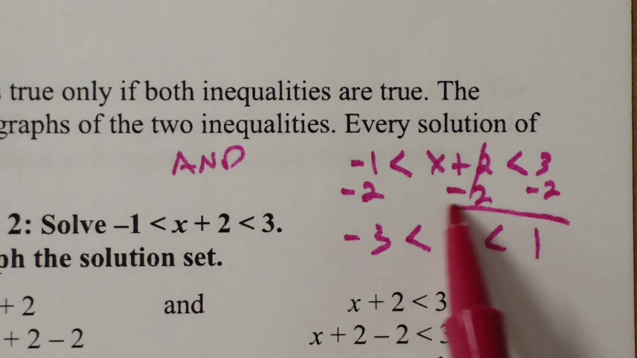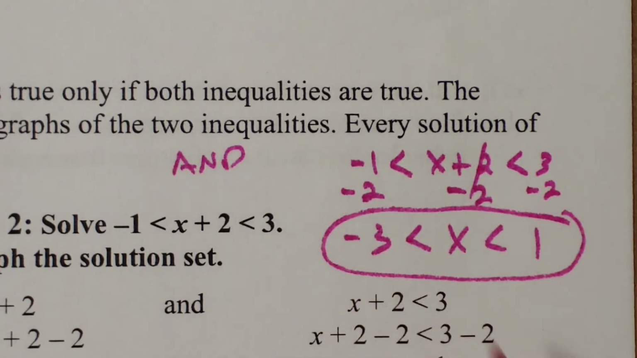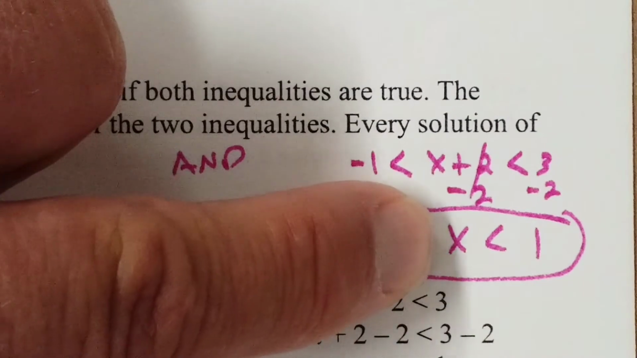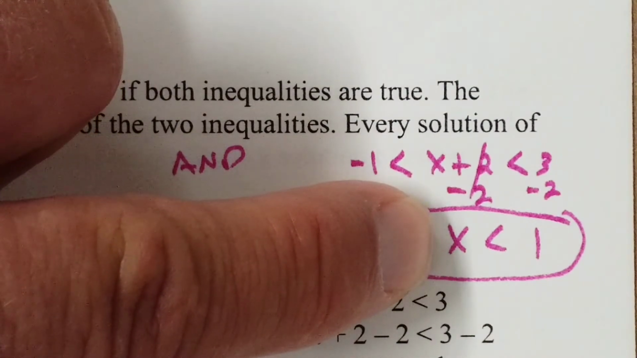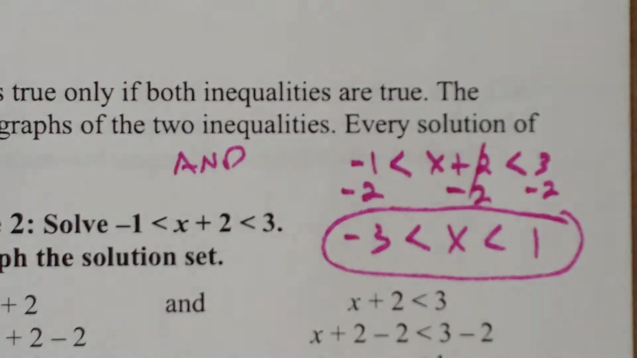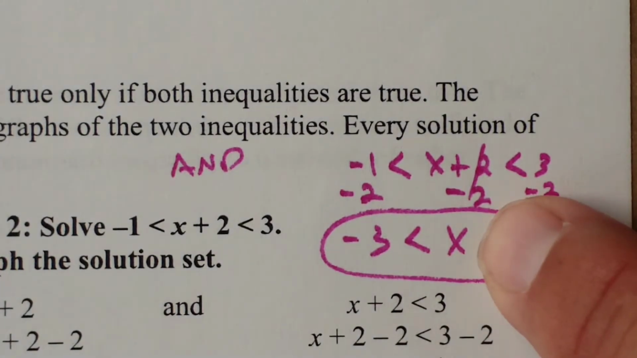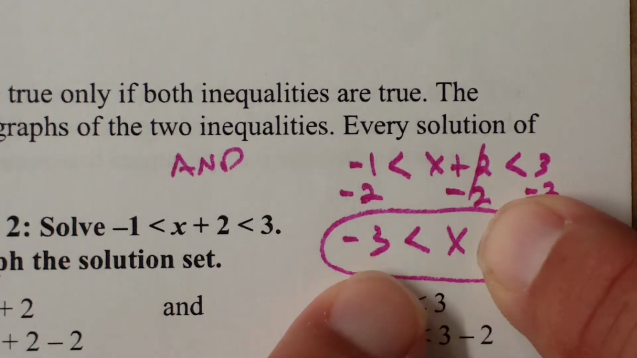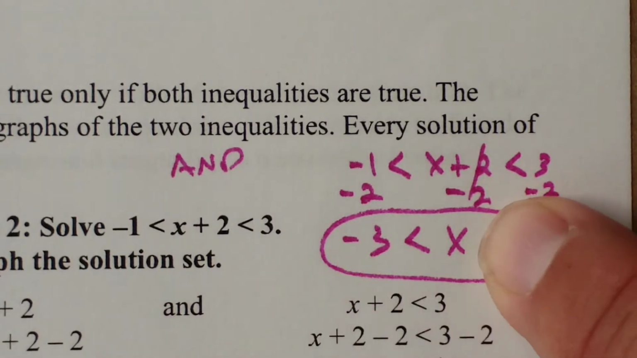So this sentence says that -3 is less than x, and x is less than 1. If you think about it this way, x is less than 1, I'm going to cover up part of it. x is less than 1 means numbers that are smaller than 1. And if I cover up this side, then I get -3 is less than x, or if I read that backward, x is greater than -3.